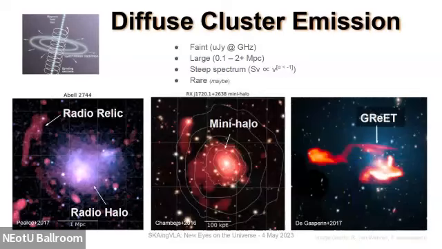So for example, the one on the left, radio relics and radio halos, these are the largest types of sources, and they are linked primarily with, well, almost exclusively with disturbed clusters. Whereas mini halos in the center, we tend to find them in cool core systems, where the mini halos are around the brightest cluster galaxy.